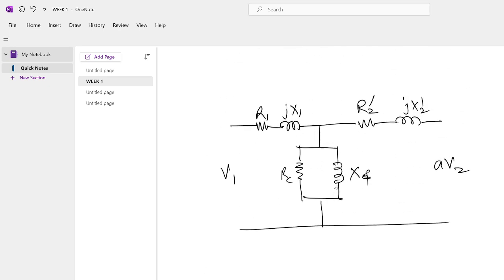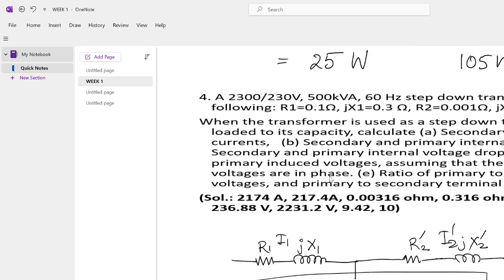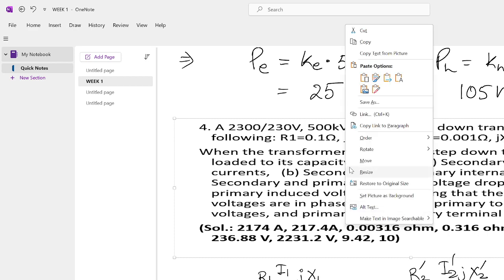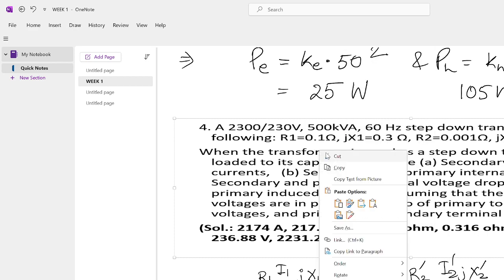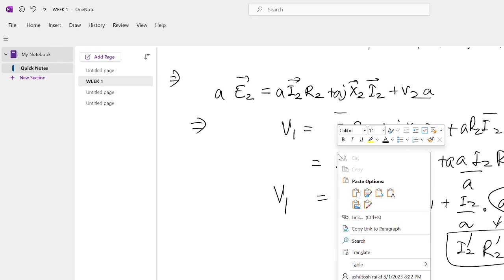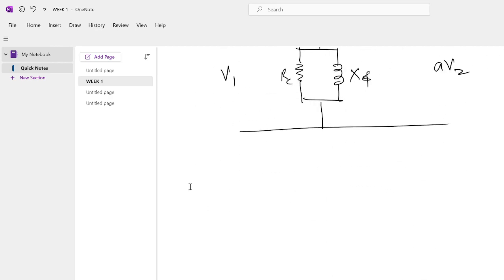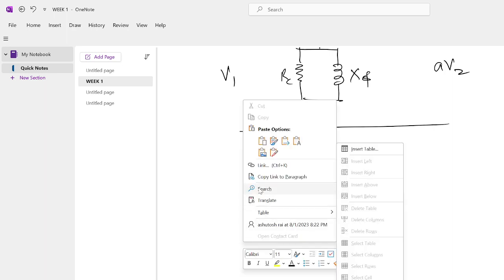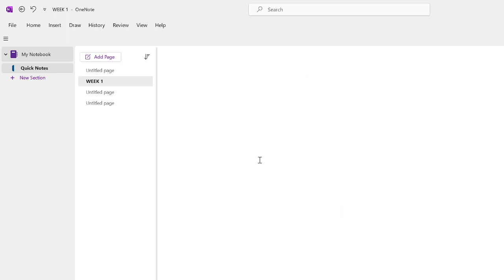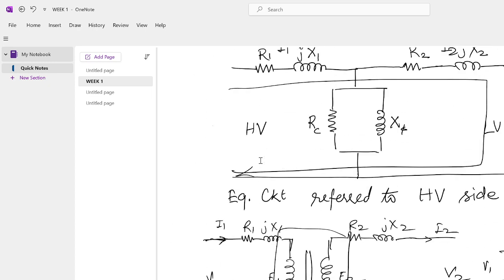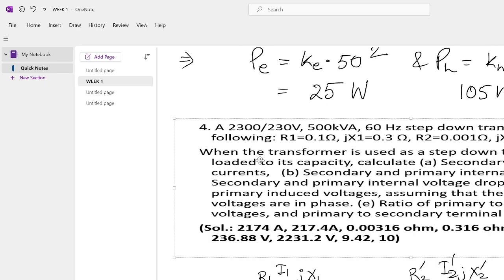Why is the question not coming? Okay, the question is in front of you. When the transformer is used as a step down transformer and loaded to its capacity, calculate secondary and primary currents.